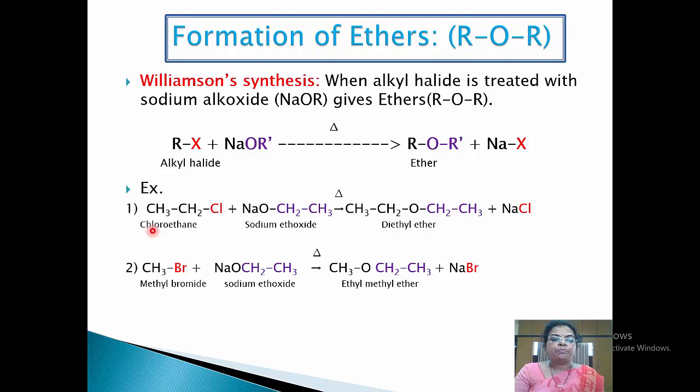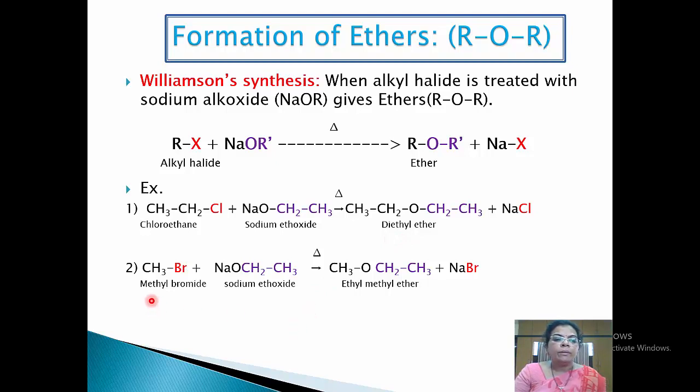For example, when chloroethane, that is CH3CH2Cl, is boiled with sodium ethoxide, that is NaOCH2CH3, it gives diethyl ether, that is CH3CH2OCH2CH3 plus NaCl. Now diethyl ether is a simple ether.